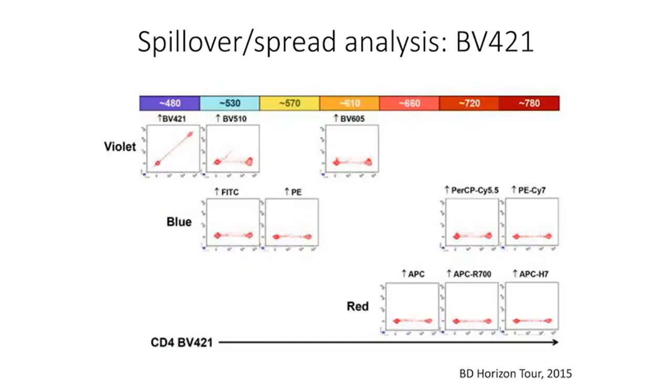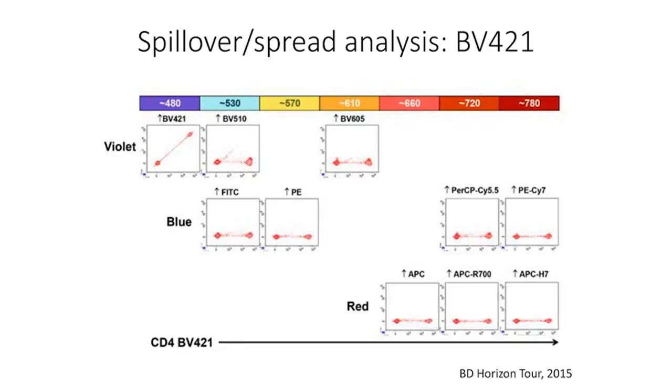The other side of the coin is spillover and spread. Each fluorochrome, of course, has an emission spectrum, and depending on the mirrors and the filters that you're using, some of the signal from the primary channel will show up in secondary detectors, and that contributes to the background in those detectors, impeding your resolution. So again, BD has been very helpful in putting these data together so that we can understand how the instrument performs using each of the fluorochromes that we could potentially use.